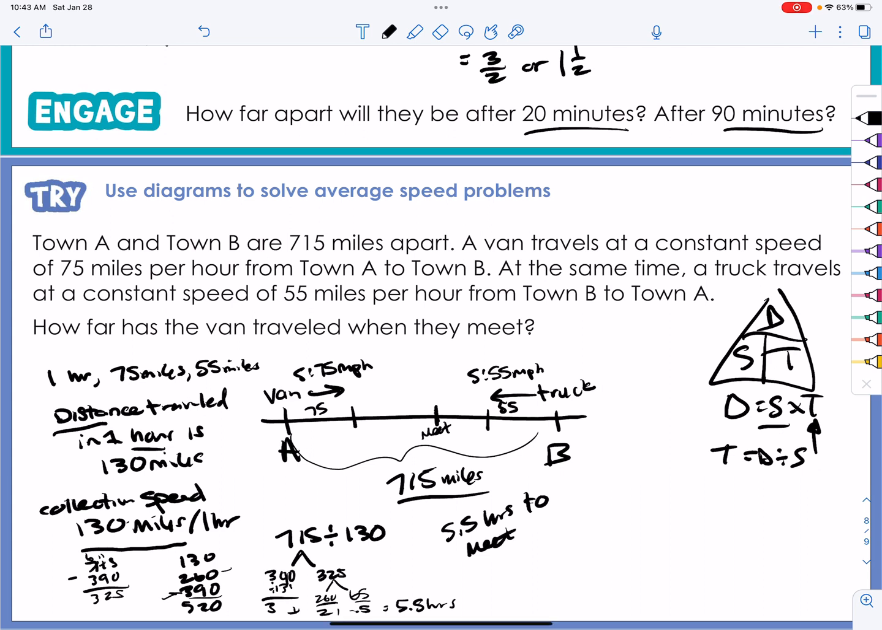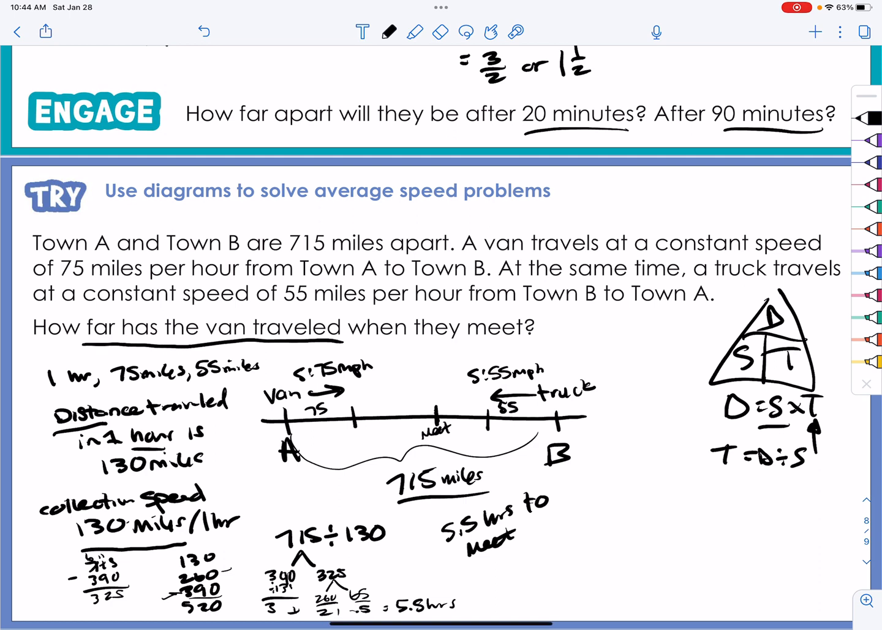That means if the van travels 5.5 hours and the truck travels 5.5 hours, that is the point when they would intersect. That doesn't mean the truck drove all 715 miles in that time. It just drove its portion while the van was also driving towards it. They're driving at the same time, so as the truck is making progress, the van is making progress. They drove for the same amount of time, but their distances are different because they're driving at different speeds. That's what this question is asking.